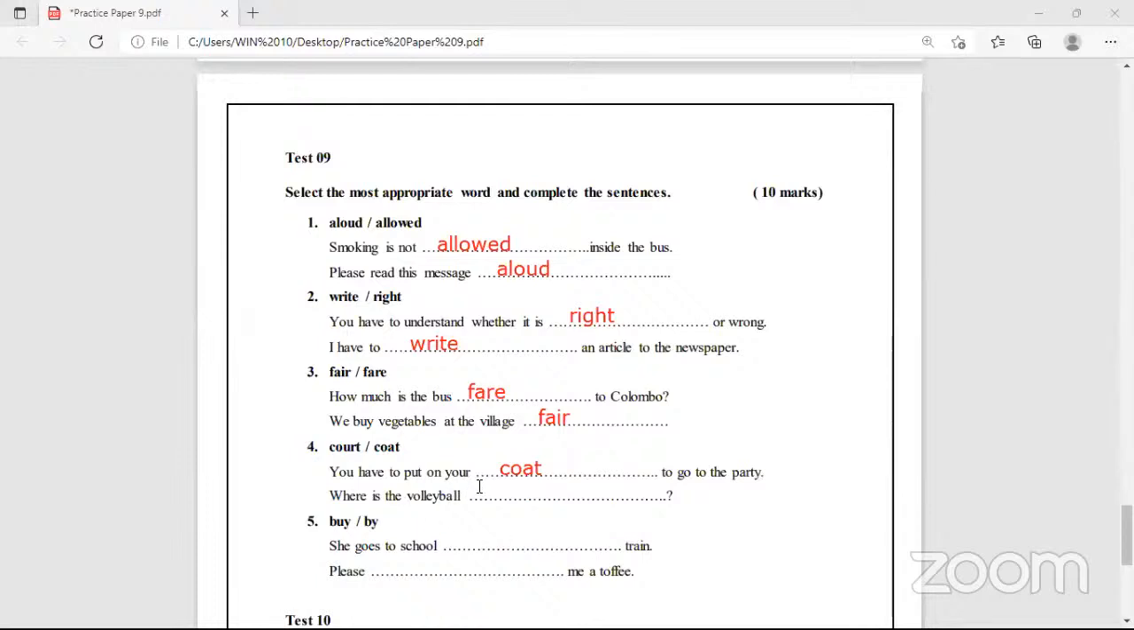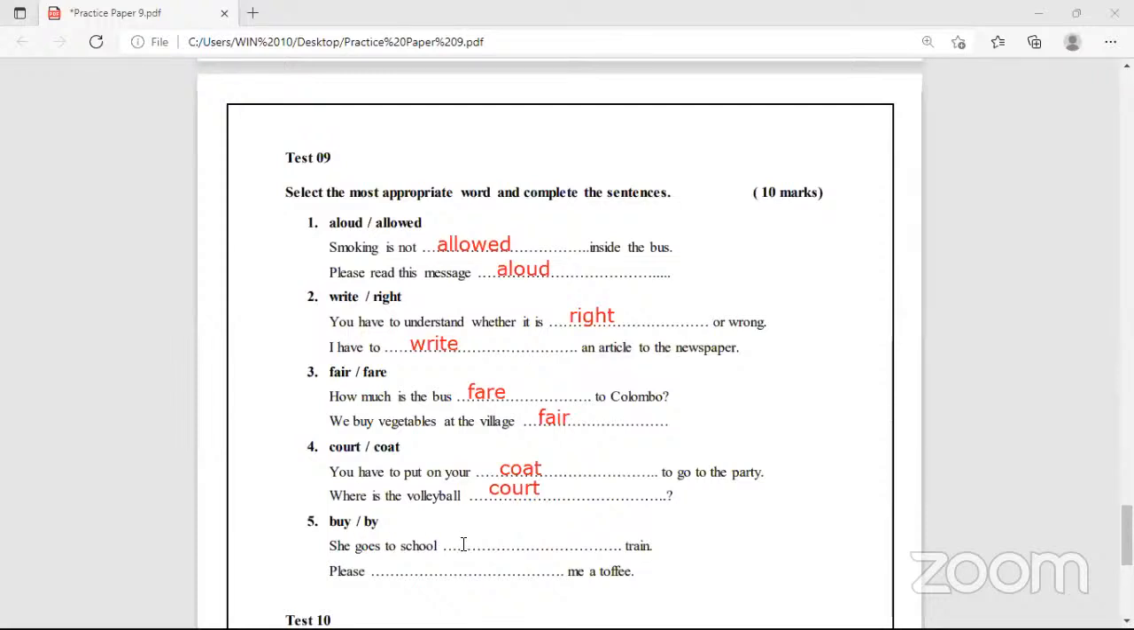And next one, where is the volleyball court? COURT, court, the place where we play volleyball, right? That is not caught, it is court, volleyball court, right? Pronounce the correct word, volleyball court.